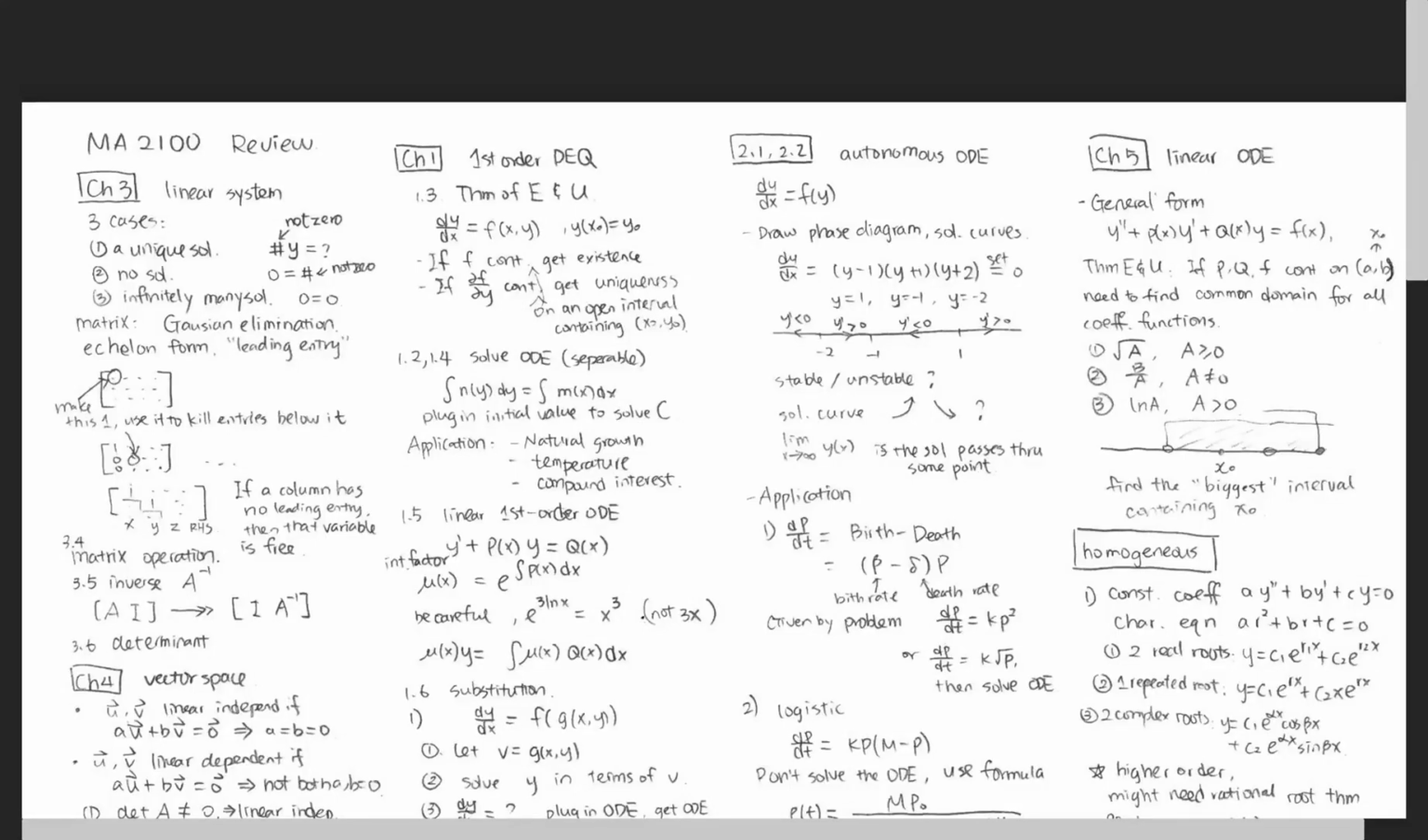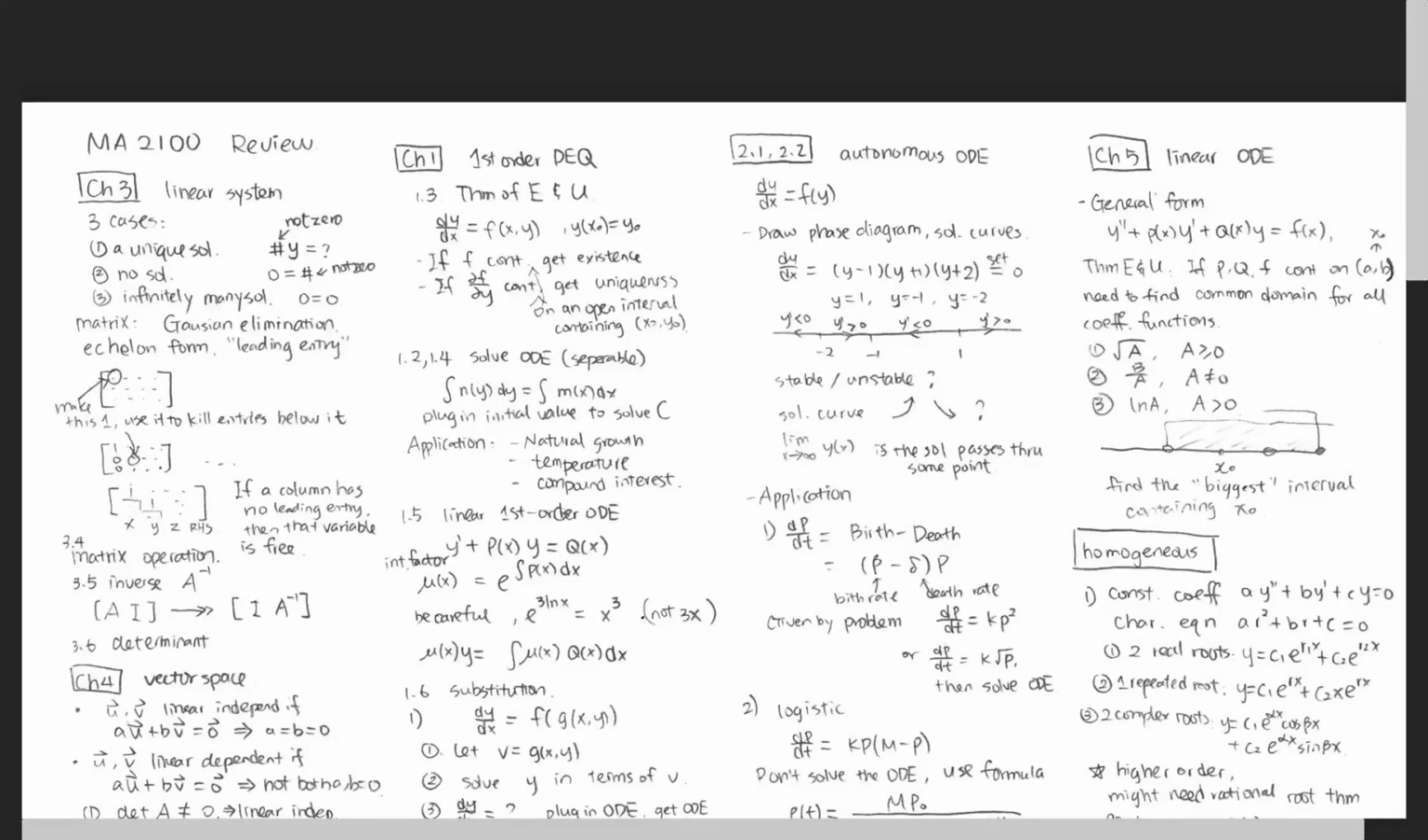So 1.2 and 1.4, we talk about how to solve separable ODEs, okay, where we move all the y to the left-hand side and move all the x to the right-hand side, okay, and then you integrate both sides respectively, and you can plug in the initial value to solve for the constant c. We also talk about some application problems like natural growth, the temperature problem, and the compound interest problem. So make sure you review those application problems.